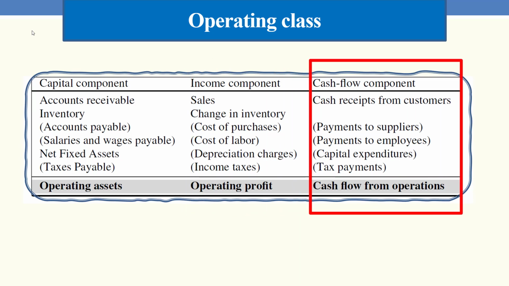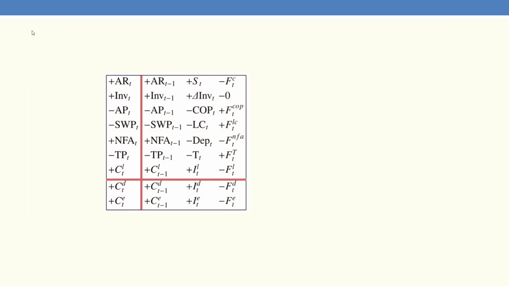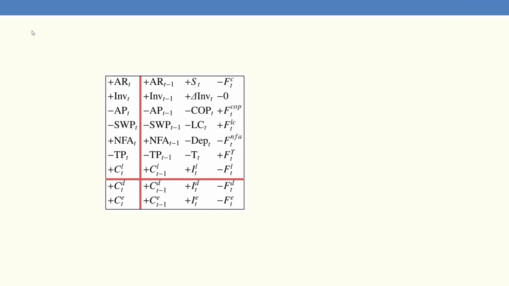And the third column is a breakdown of the operating cash flow, which is represented by the inflows generated by the cash paid by the customers, less the cash paid to suppliers, the cash paid to employees, the capital expenditures, and the tax payments. We can expand the operating row of the split screen matrix into an enlarged split screen matrix with 9 rows, where I use some acronyms to refer to the various classes. AR is accounts receivable, AP is accounts payable, TP is taxes payable, and so on.